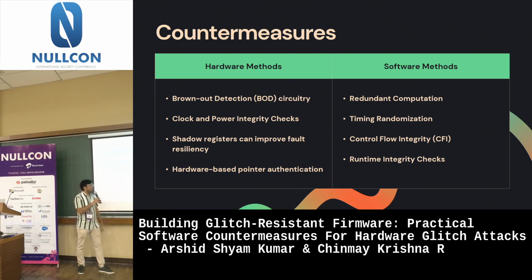And then there is control flow integrity, which means that for every block you check if the variable is correct. If you see that some instructions have been skipped, then you stall the operation. So you are checking the integrity of the flow of the processor. And with similar logic, you have runtime integrity checks. So these are, in brief, the different countermeasures.